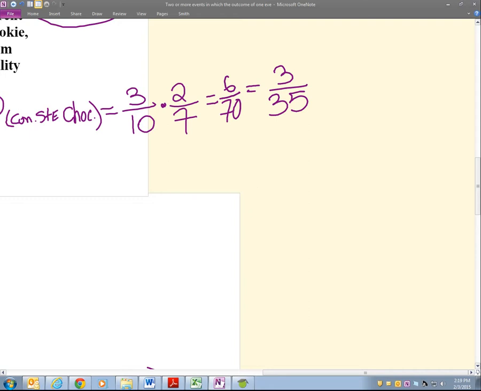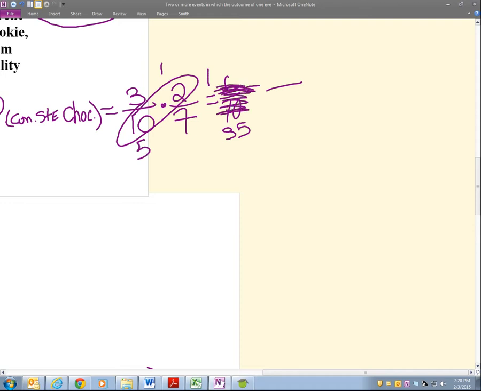Yes? Can't you cross simplify? You could cross simplify here. 1 and 35. Wait a second. But 6 and 7. Yeah, then it would be 6 over. Wait, I did the wrong. What am I doing here? This way. Then it would be just 3 times 1.